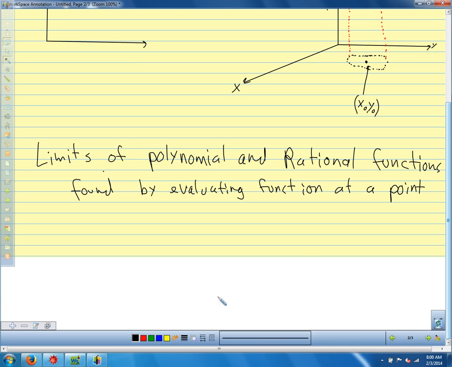As long as our limit exists, we can say that the limit as (x, y) approaches (x0, y0), just writing this in symbolic notation, of f(x, y) equals f(x0, y0). As long as our limit exists, we can just plug in our value for a rational function or a polynomial.